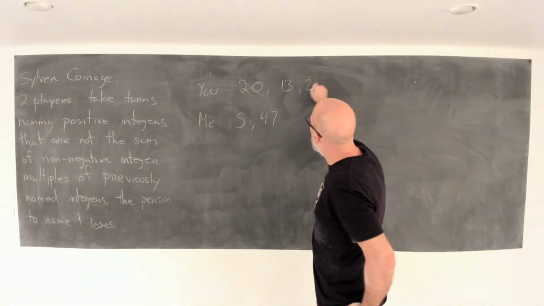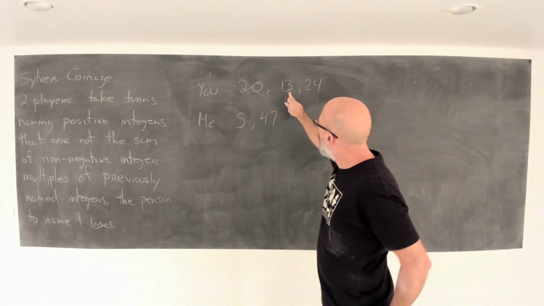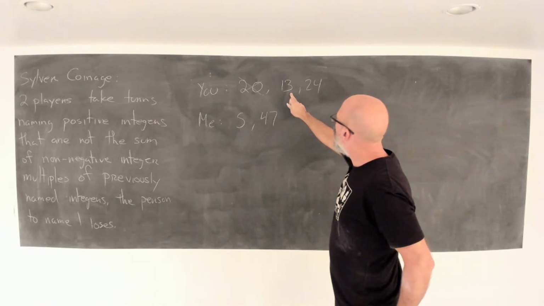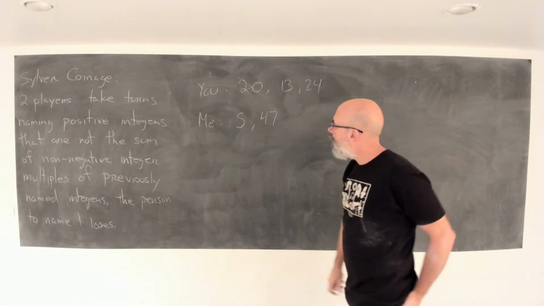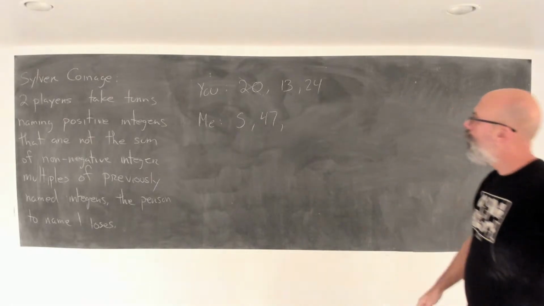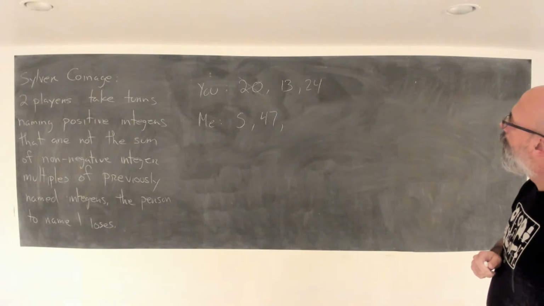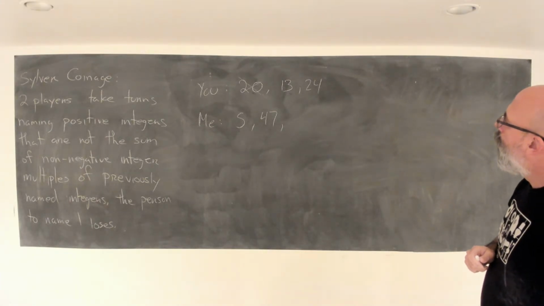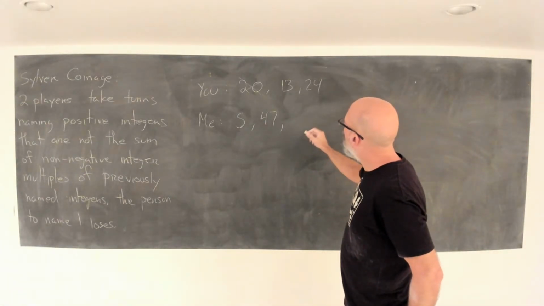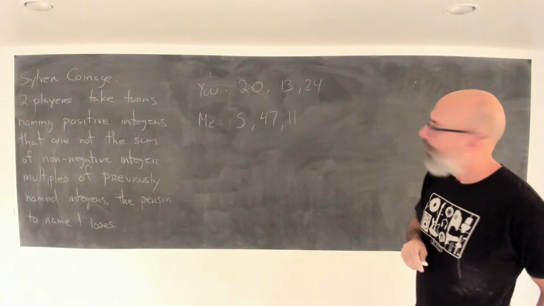Your choice, 24, which is still available, right? I mean, 13 plus 10 is 23, and 25 is gone, but not 24. Very well. What do I want to counter with? Let me counter with what? 11.